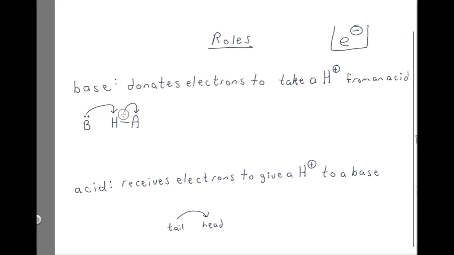So this is what the electron-pushing arrows look like for an acid-base step. Remember, that's our main goal for this video, to learn what the electron-pushing arrows look like for an acid-base step.